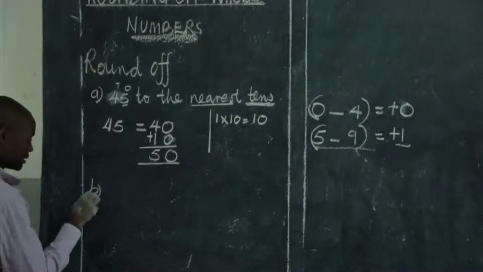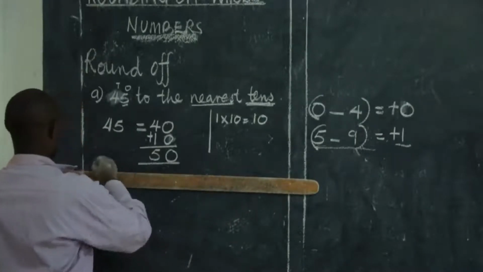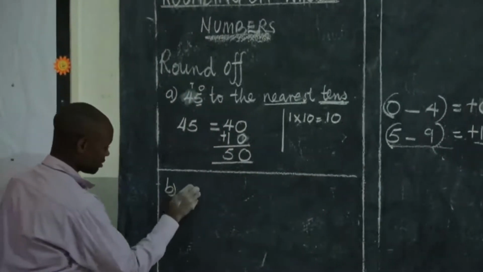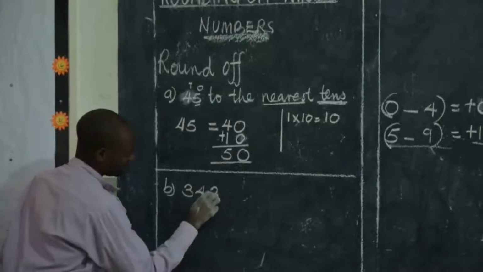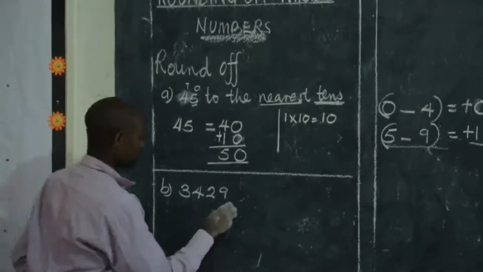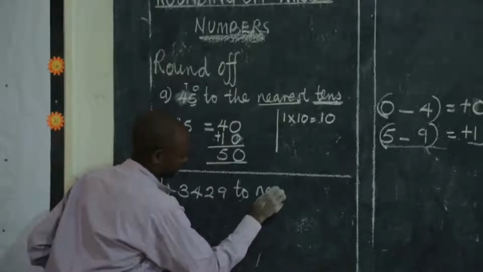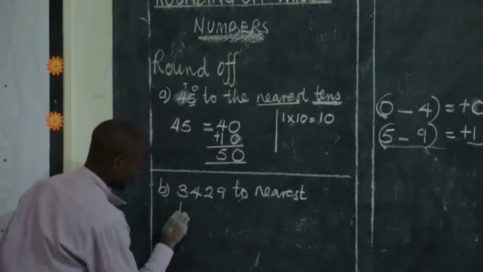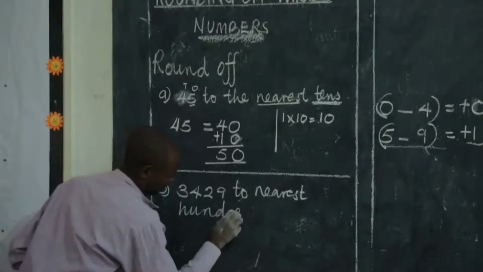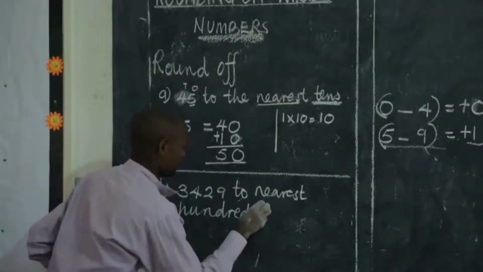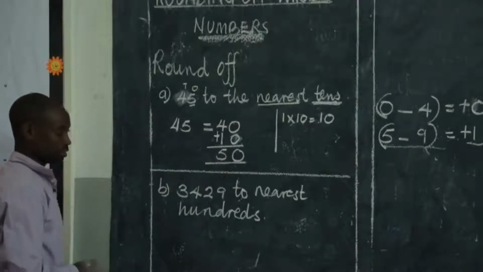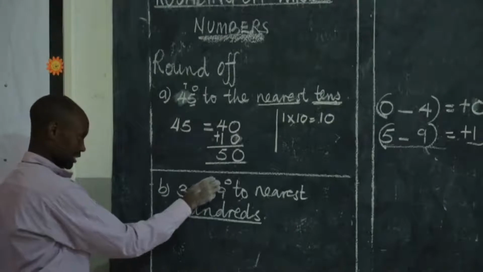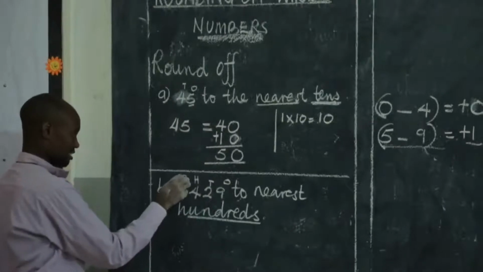Let me give you another example. I want you to understand this very well. If I have 3,429 and we are rounding off to the nearest, this time, hundreds. So we are going to write up to the required place value. Ones, tens, hundreds, thousands.